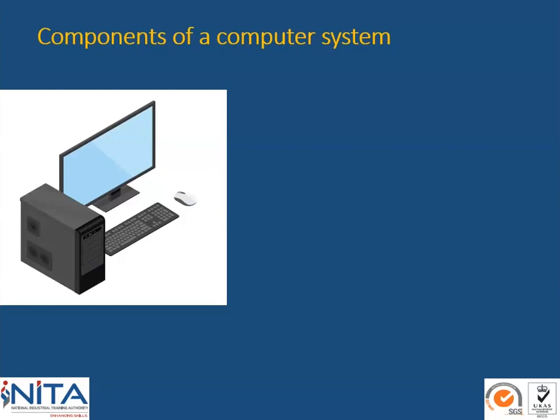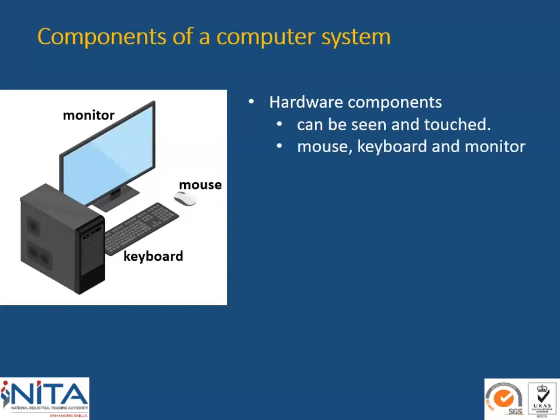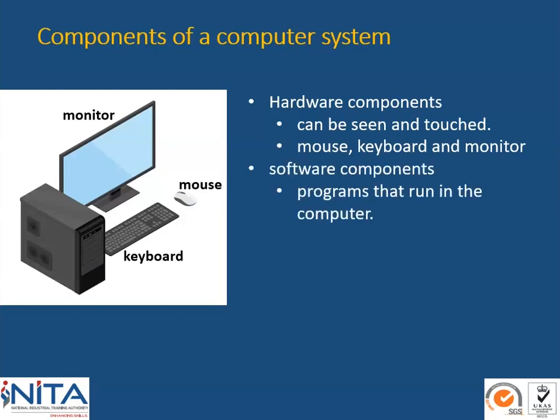Now, a computer system is made up of hardware and software components. Hardware components are what we can see and touch. The parts you named in the previous question are all hardware components. You can see and touch them. For example, you can see a mouse, keyboard, and a monitor. The software components are programs that run in a computer. You can see them, but you cannot touch them.